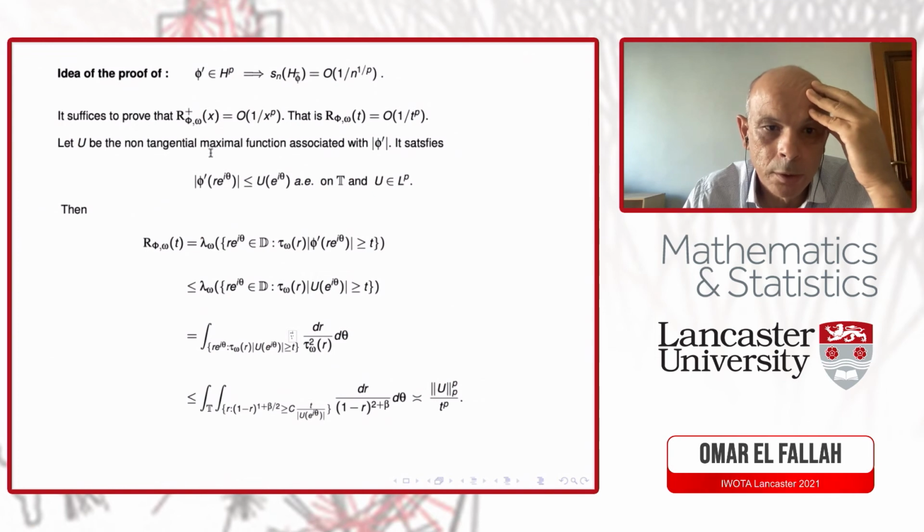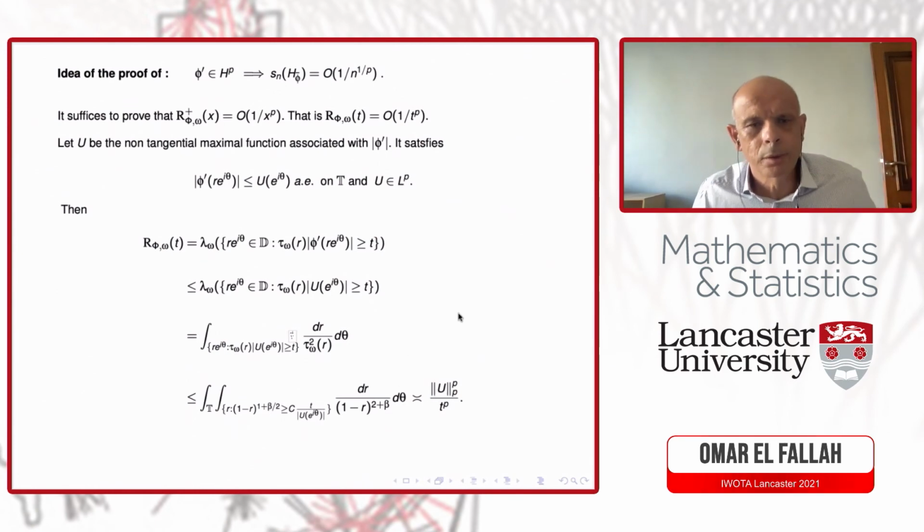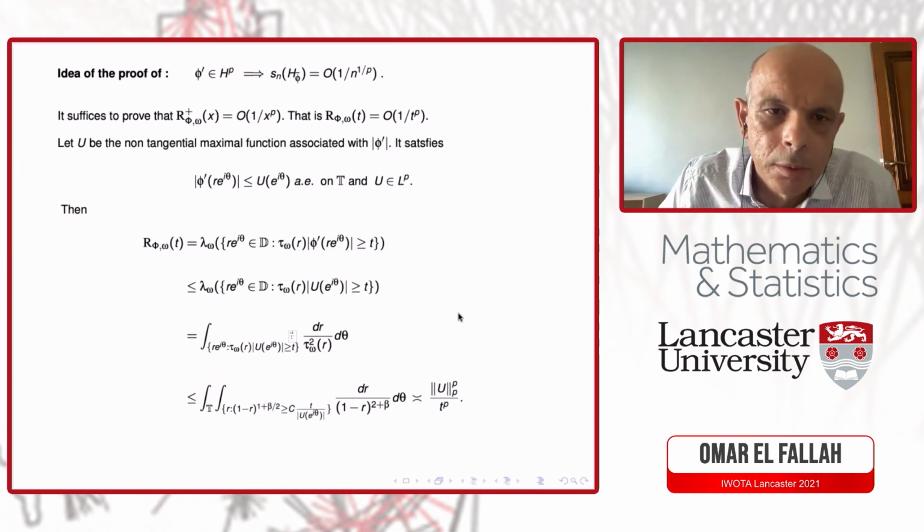We can consider the non-tangential maximal function associated with the modulus of phi, the derivative of phi, and one can write L phi omega t like this. We can separate, it is less than this quantity. Finally, we can separate R and exponential of t. The fact that the derivative of phi is in Hp implies that the non-tangential maximal function is in Lp. So with a simple calculation we obtain this inequality. For the converse, we use the trace estimates.